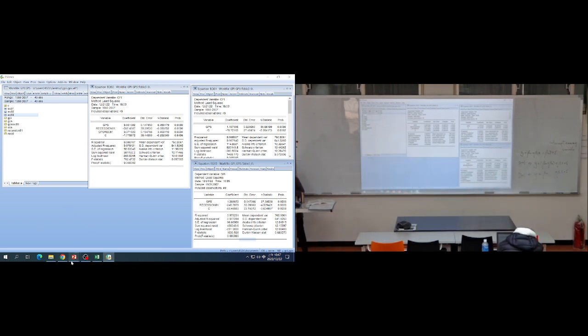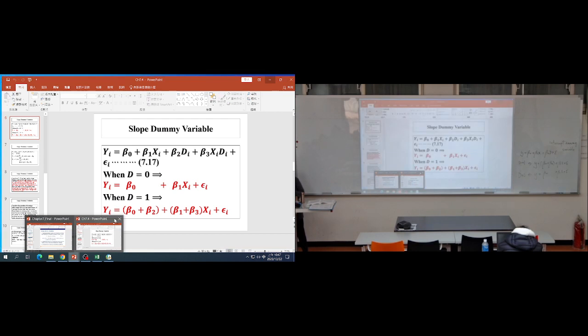Can I also show my PowerPoint here? Look at this one. I have beta 0. Now this beta 1 is 0.95, right? And this is negative 350 something, right? And this is positive 0.35 something. Okay? So they are all significant, right?